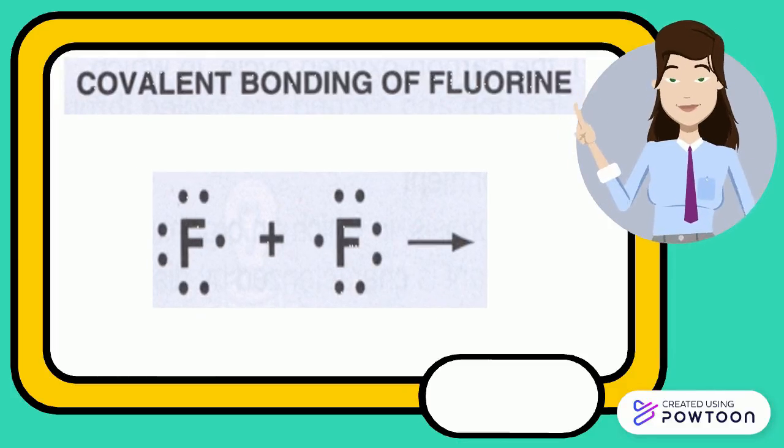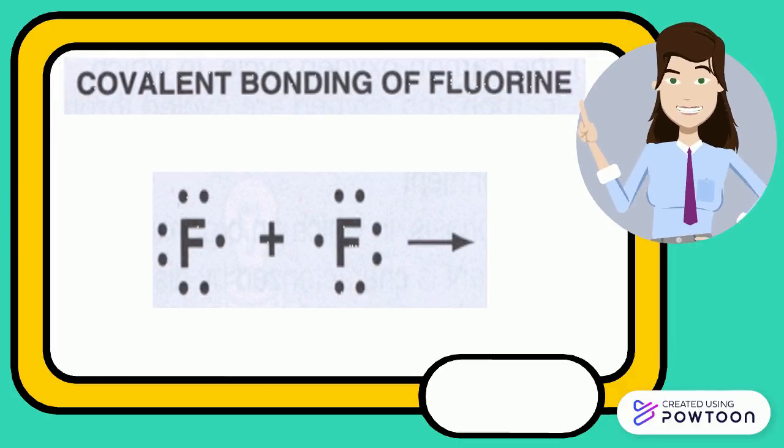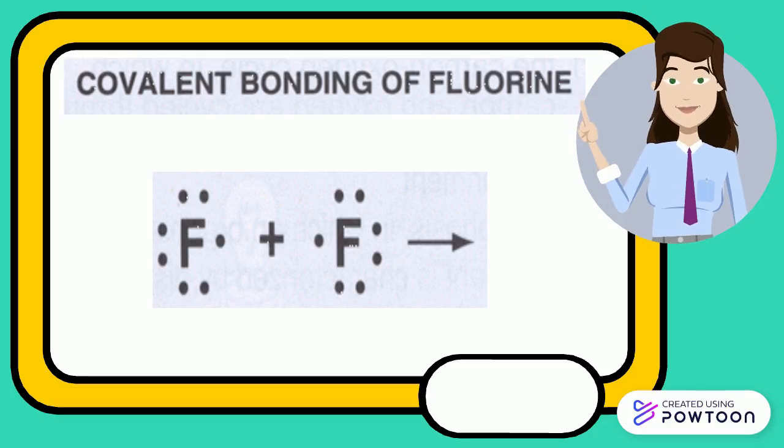In the given example, there are two atoms of fluorine. Each atom has 7 valence electrons. Each atom of fluorine is positioned in the most probable arrangement with 2 valence electrons between the two atoms. This is the bonding pair.